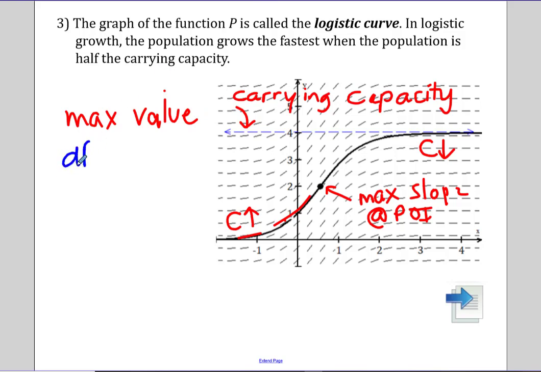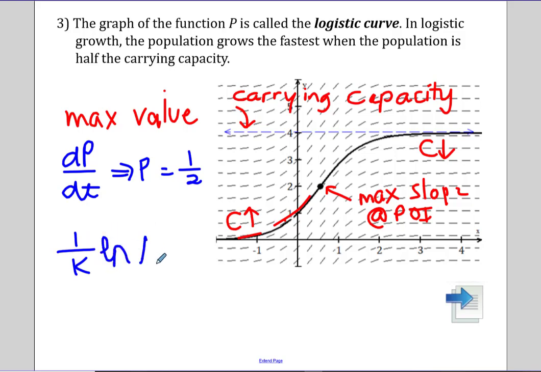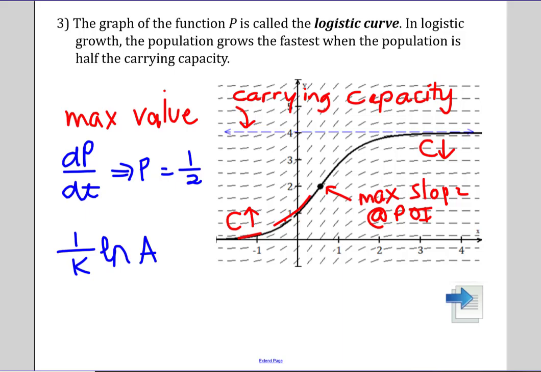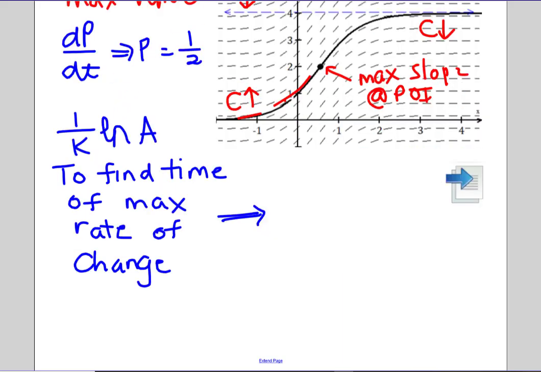The maximum value of the rate of change of population with respect to time is going to be when the population is 1/2. And to find the time of the maximum rate of change, we're going to use the formula 1 over K times the natural log of A. I think I'm going to turn off the calculator because it's causing me to go slow here. Yeah, that's better. So to find the time of the maximum rate of change, we're going to use this formula, 1 over K times the natural log of A.